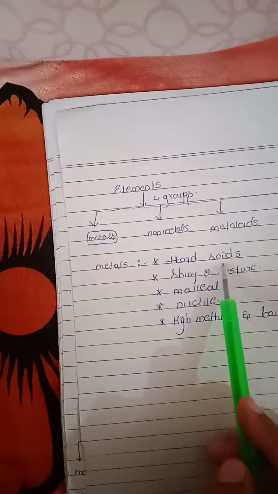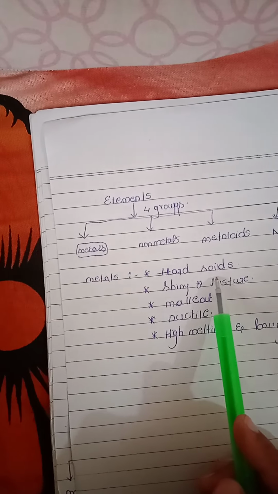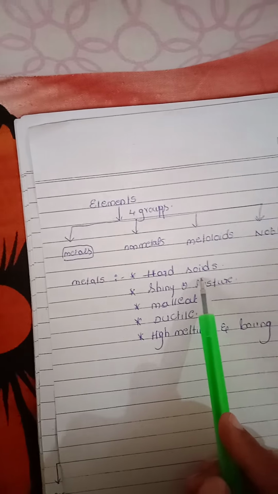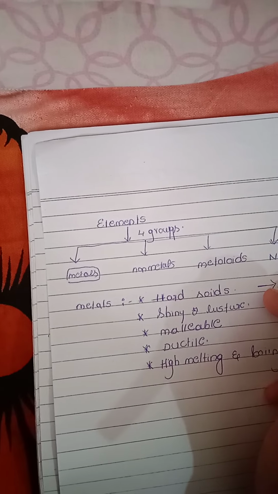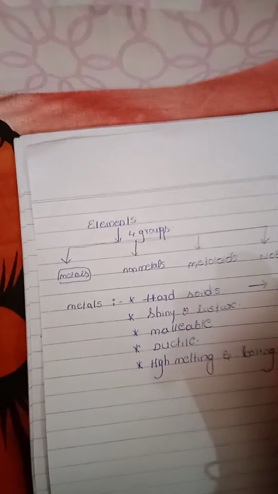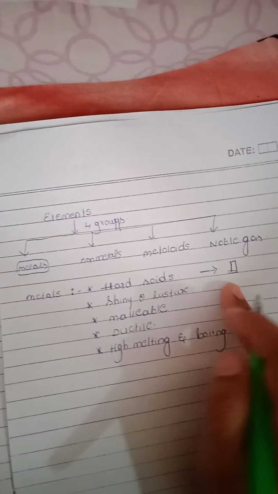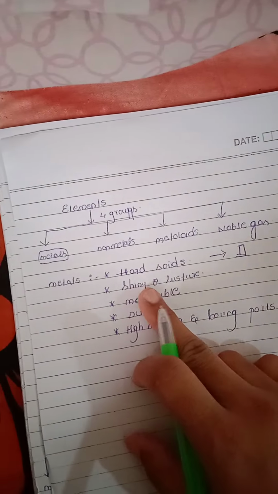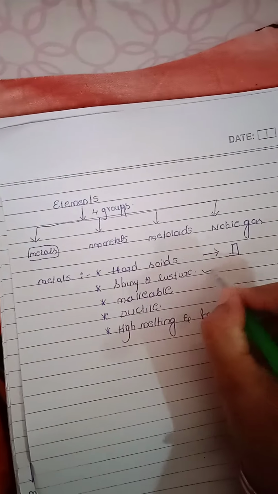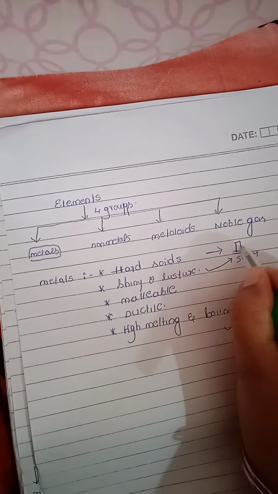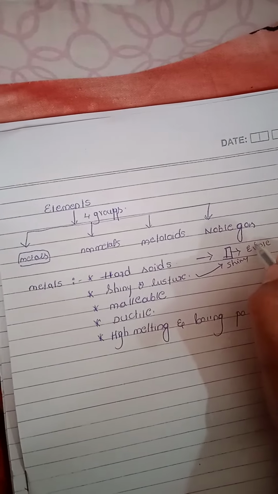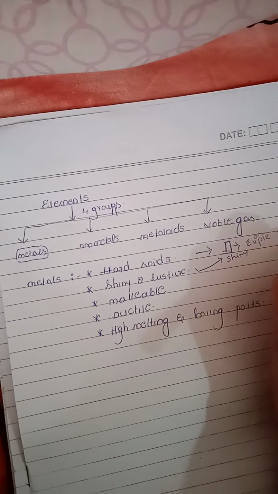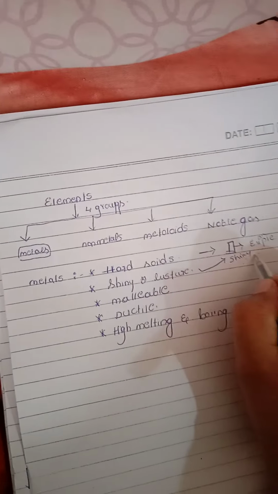These metals are hard solids. For example, for hard solids we can take gold. Gold is a hard metal. Got it? Is this gold shiny or not? Yes, this gold is shiny. I am taking this example here, students. For a solid, I am taking gold. This gold is a shiny metal, isn't it? Yes.